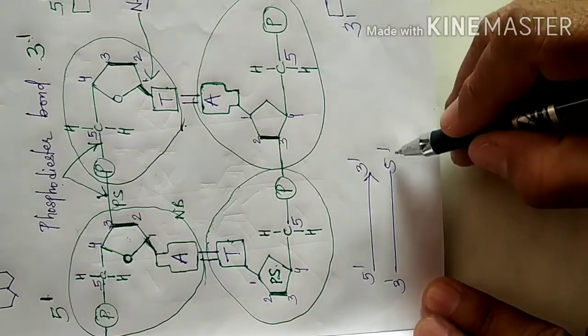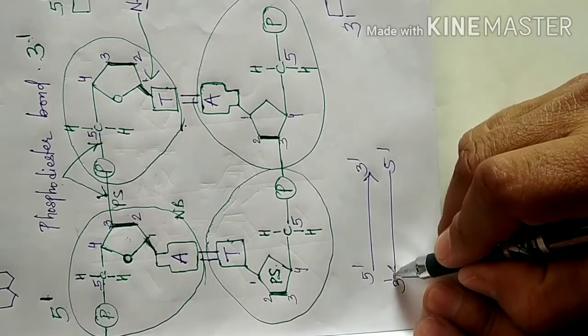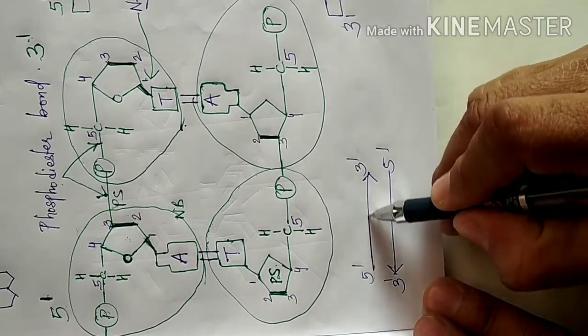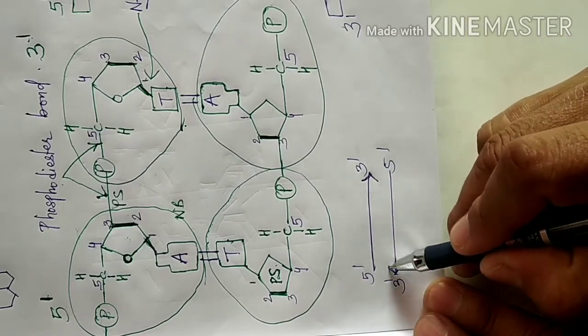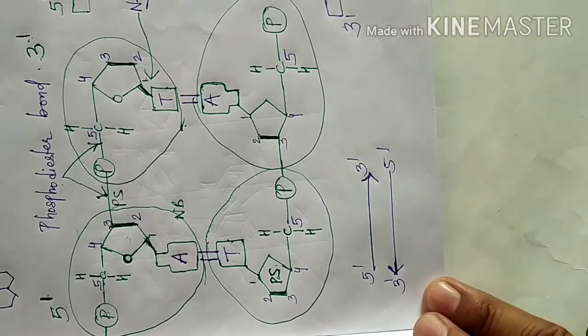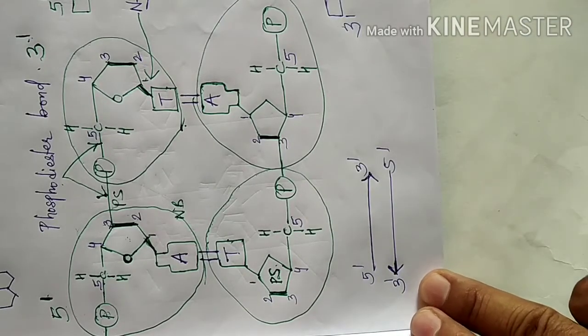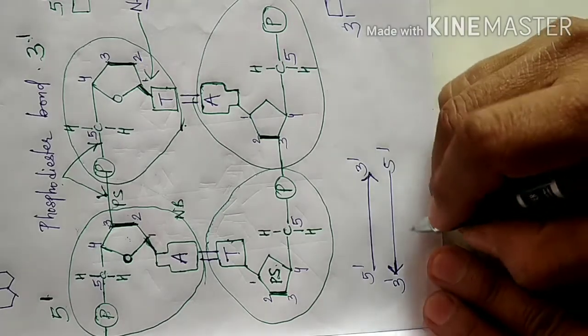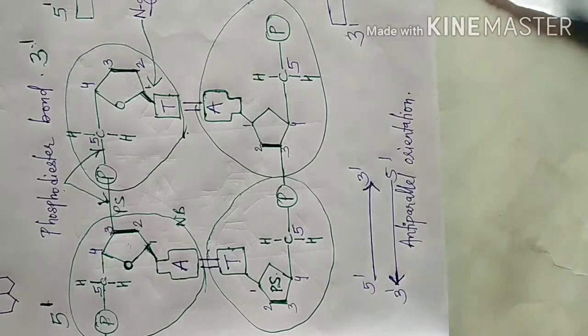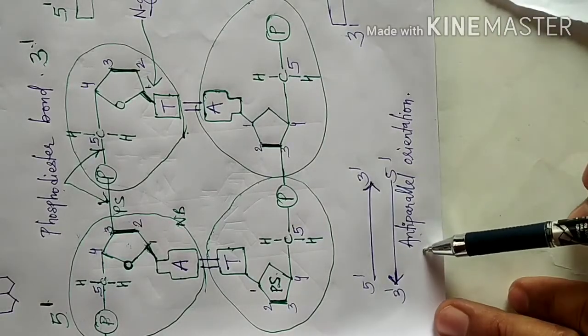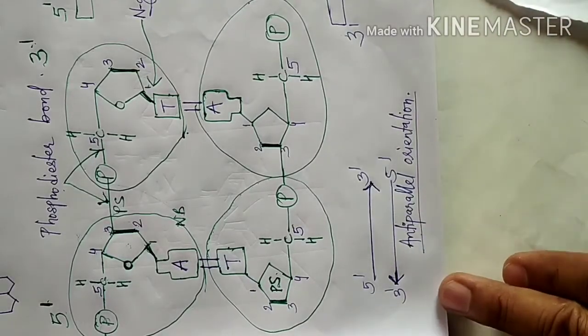So 3 prime to 5 prime. So we can also put it like this. We say this DNA is running in anti-parallel fashion. It is parallel, but its orientation is in the opposite direction. So that is known as anti-parallel orientation. This is the anti-parallel orientation of the 2 strands of DNA.